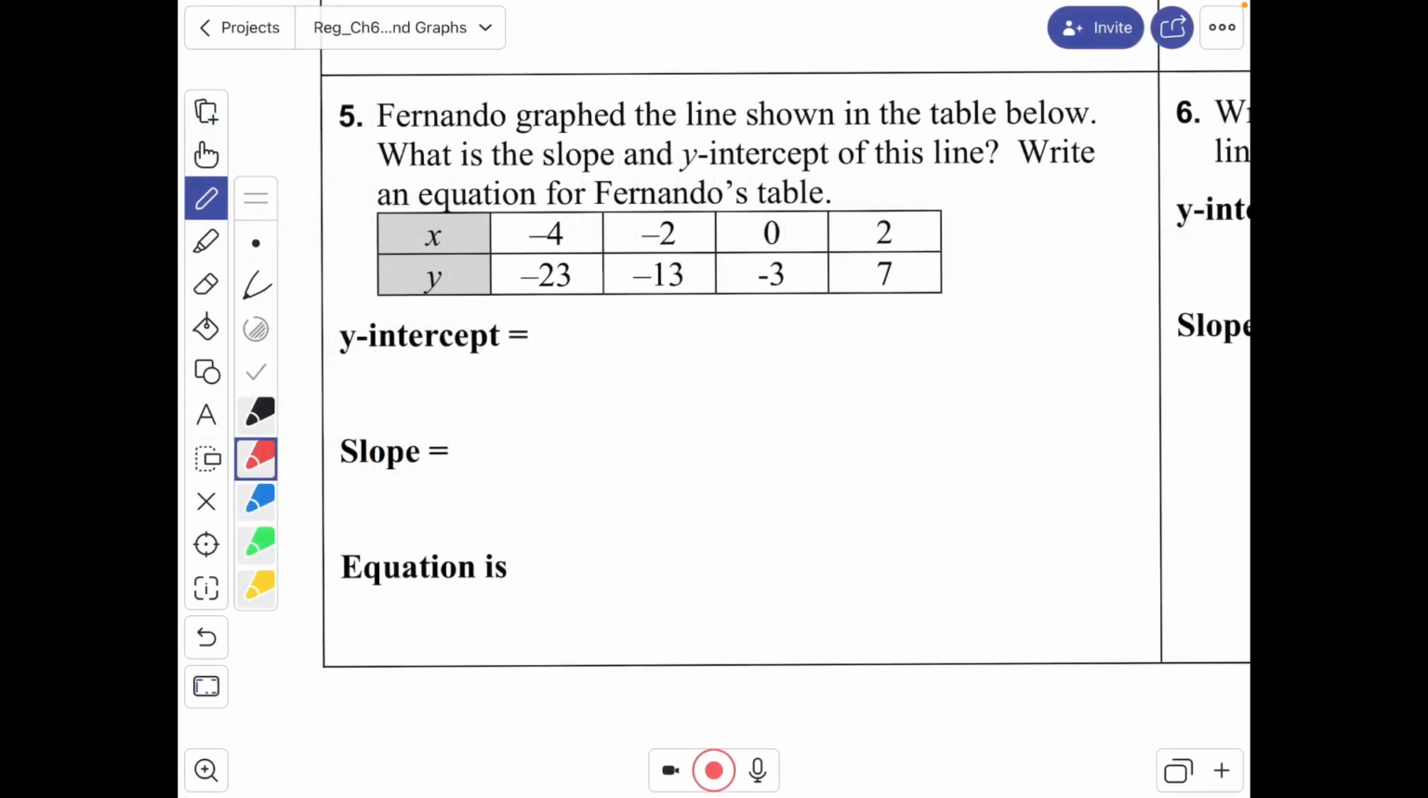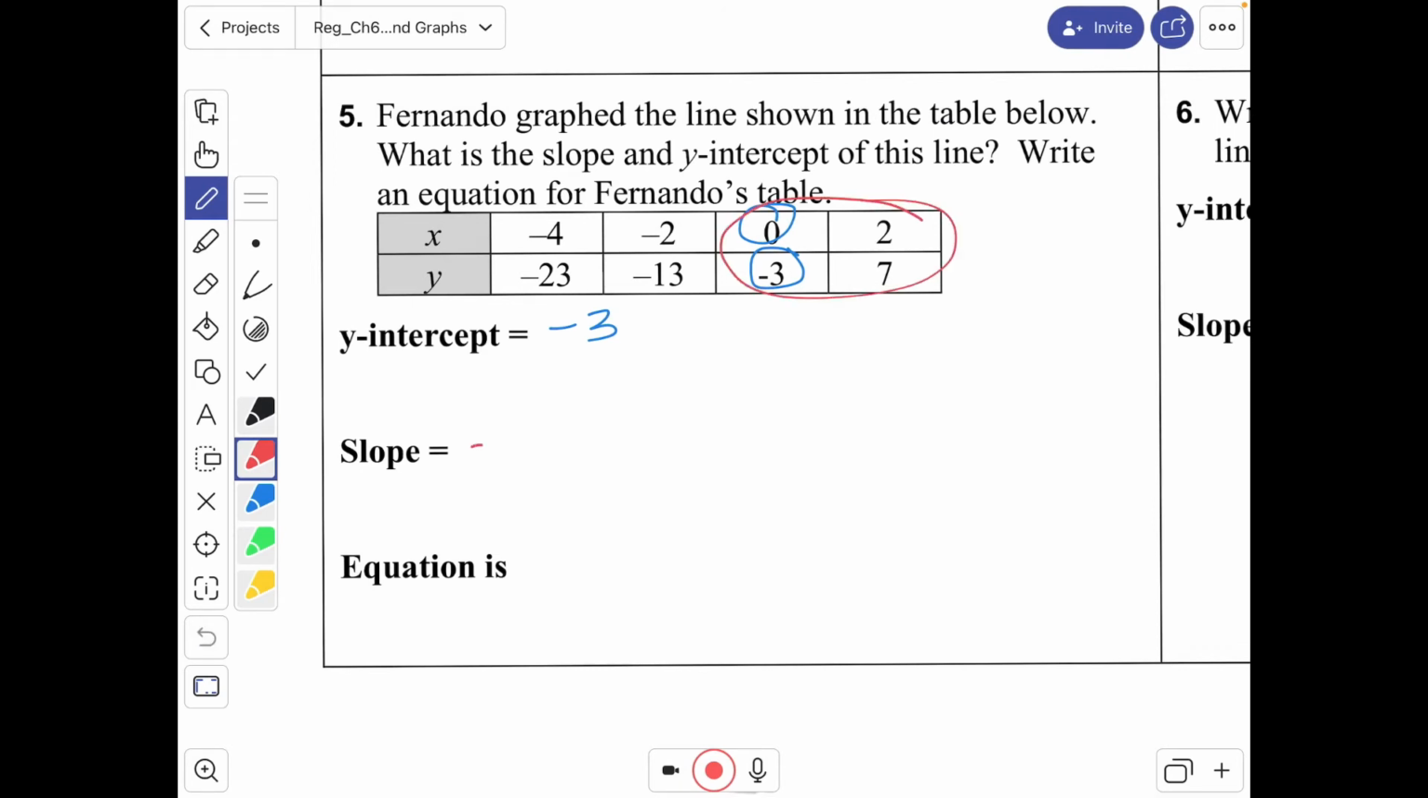Let's look at a couple more examples. Since you're going to be asked to identify this from a table, let's do another example where you're identifying the information from a table. Okay, the question says, Fernando, graph the line shown in the table below. What is the slope and the y-intercept of this line? Write an equation for Fernando's table. Okay, so to find the y-intercept, that's the easy one. Look for where x is 0. And what's y? -3.